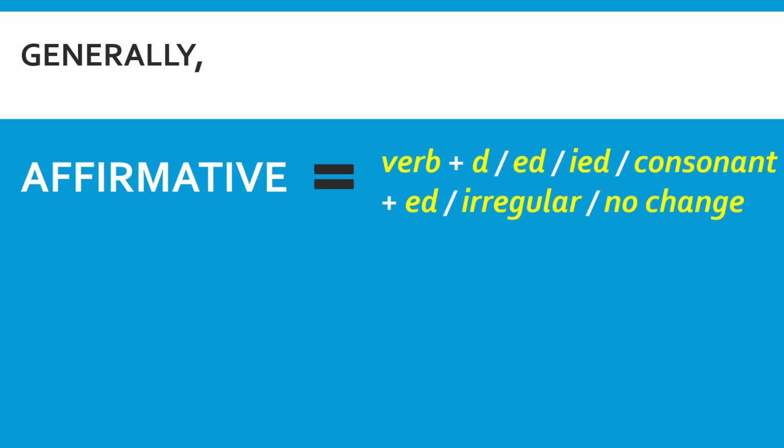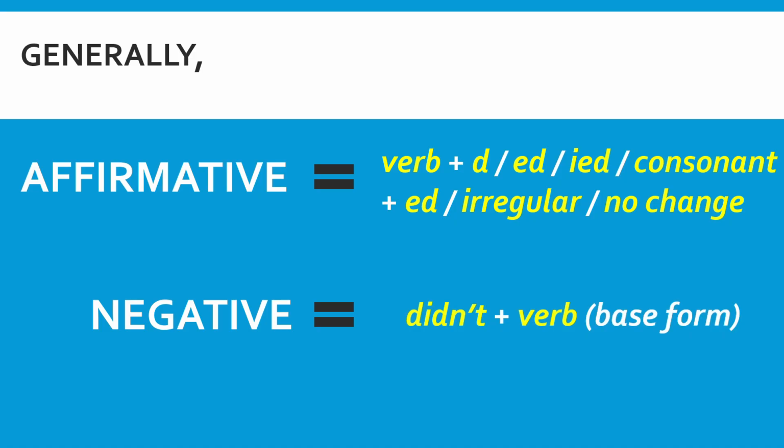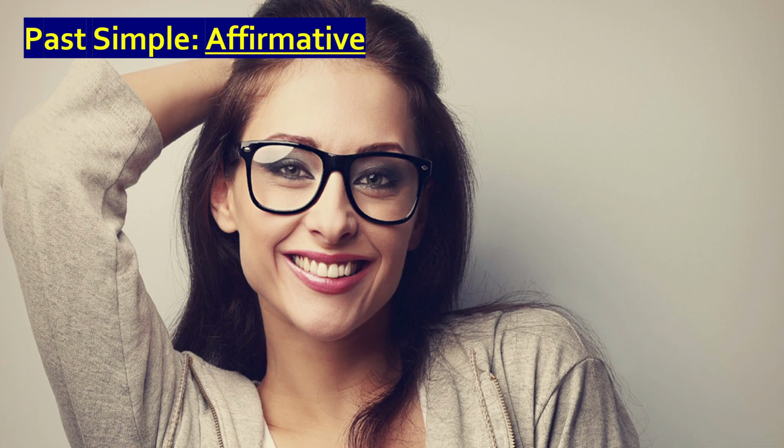It's either you add D at the back of the verb, ED, IED, consonant plus ED, irregular, or no change. We shall see more examples later on as we discuss further. Whereby for negative, when we want to use past simple in negative sentence, we will need to use the word didn't plus the verb in base form. So let's look at some examples, beginning with past simple affirmative first.